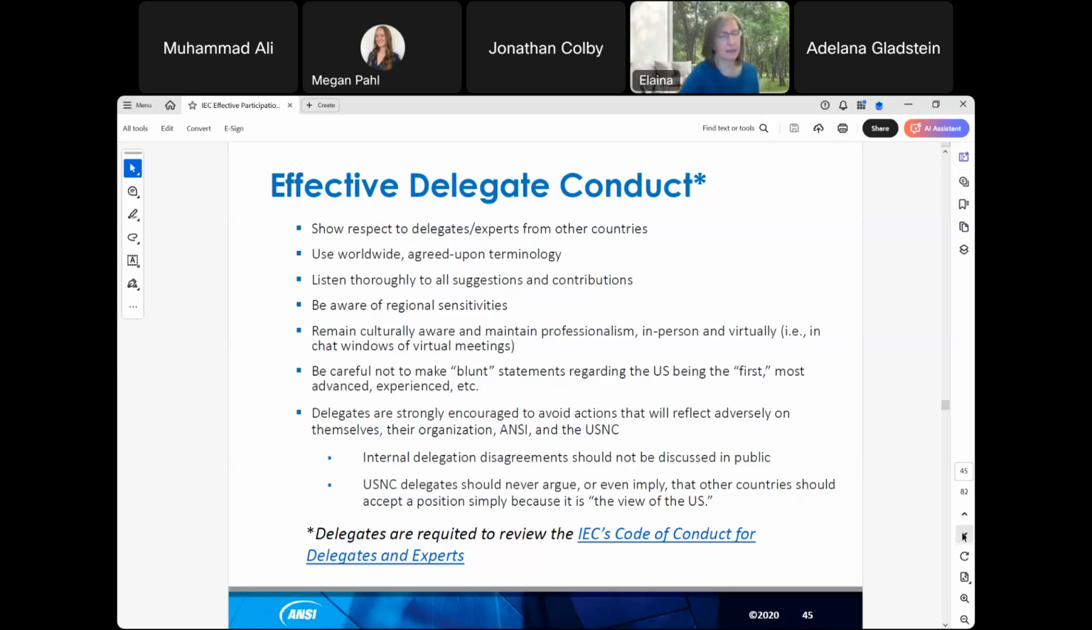And there's patent rights and everything else included in there. So I would suggest that you pay careful attention to the Code of Conduct. Next slide, please.